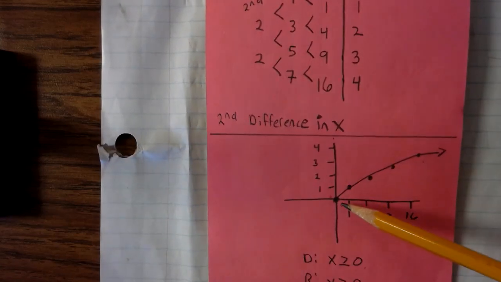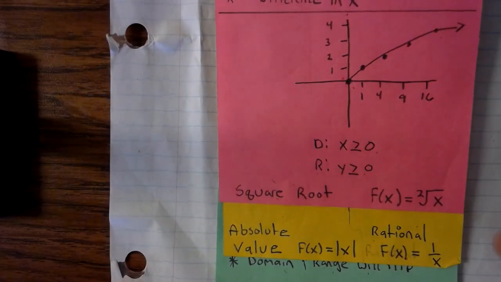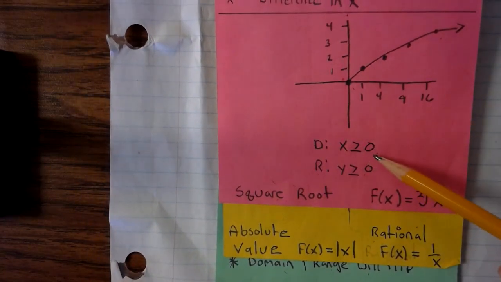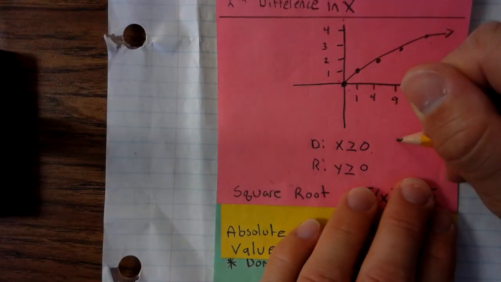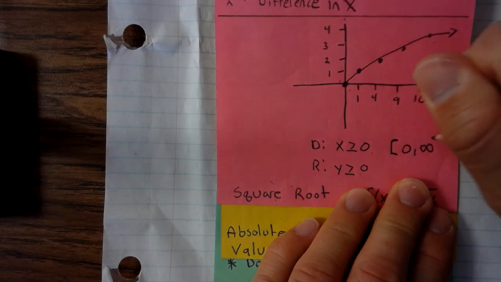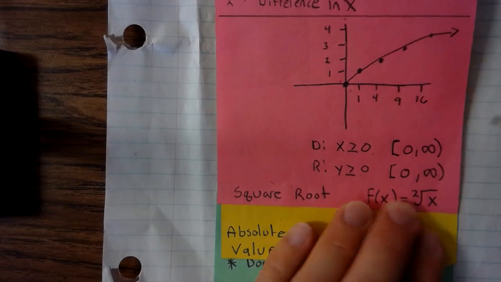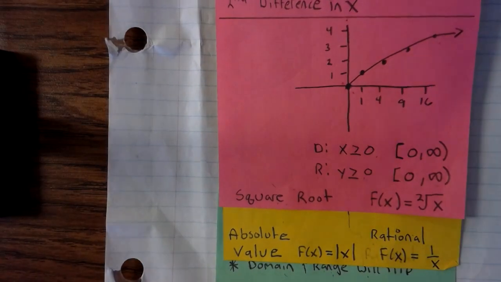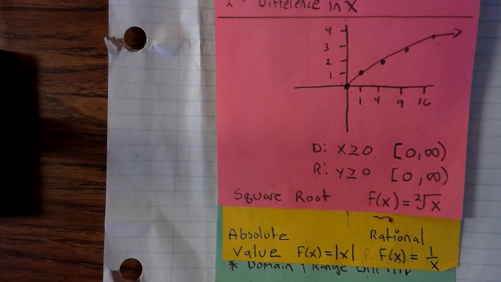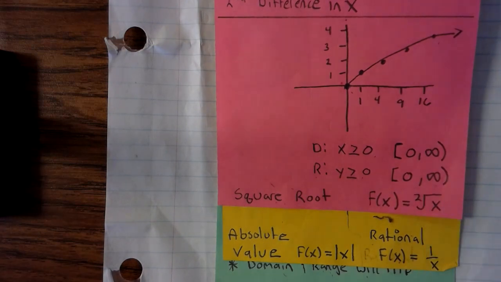All right, your function is this. Notice I use points from the table. Domain, this is acceptable, is x is greater than or equal to 0 and y is greater than or equal to 0, but I would write it as bracket 0 to infinity and bracket 0 to infinity. Either one of those is acceptable, but I believe, again, the AP test is going to want that as your correct answer. That's the square root function. F of x equals square root of x.